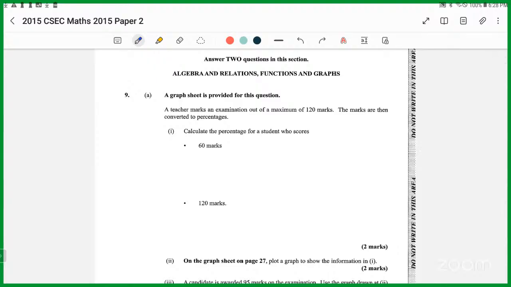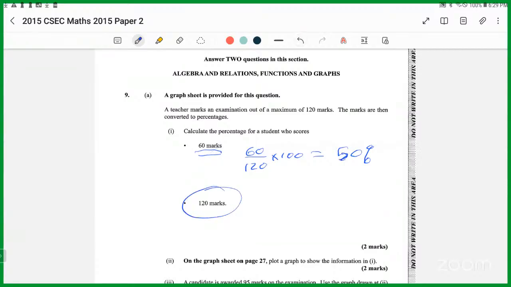This one says a graph sheet is provided for this question. It says a teacher marks an exam out of a maximum of 120 marks. The marks are then converted to percentage. So the total marks is 120, and I convert them to percentage. It says calculate the percentage of a student who obtains 60 marks. 60 marks is clearly half of that, so that's 50%. If you want to show work, it would be 60 out of 120 times 100, that is 50%.